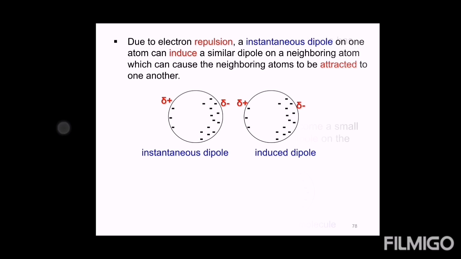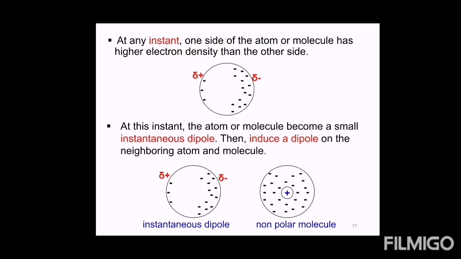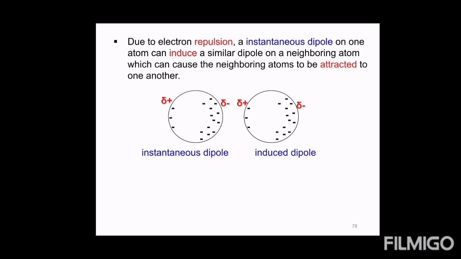Okay, so where is it, the intermolecular forces? This one. Due to electron repulsion, an instantaneous dipole on one atom can induce a similar dipole on the neighboring atom, which can cause the neighboring atoms to be attracted to one another.